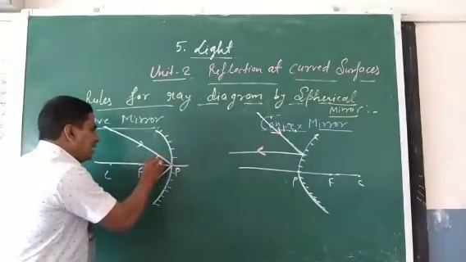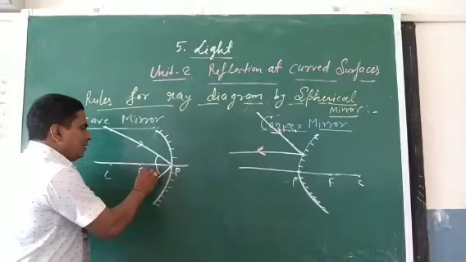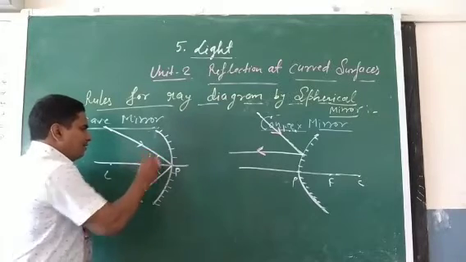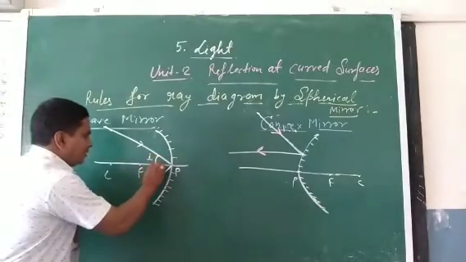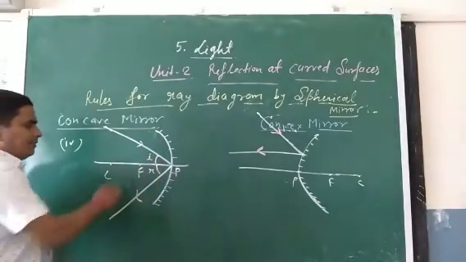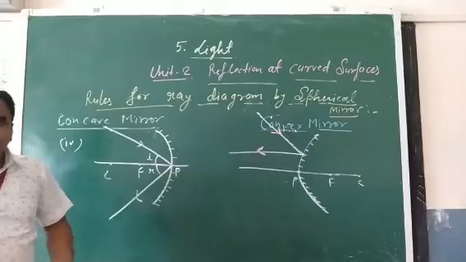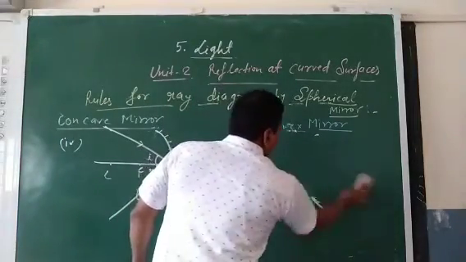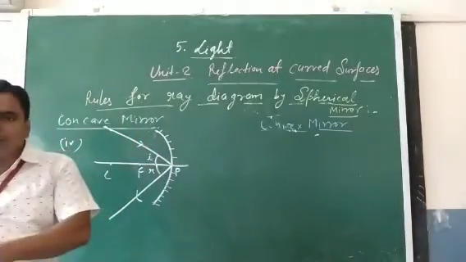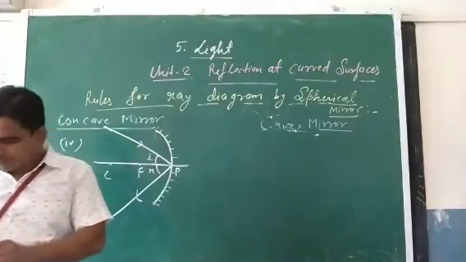So at whichever angle it falls, at the same angle it will be reflected back. So both angles are the same. Here the same will happen in the case of convex mirror. In case of convex mirror, fourth rule and last rule for this.